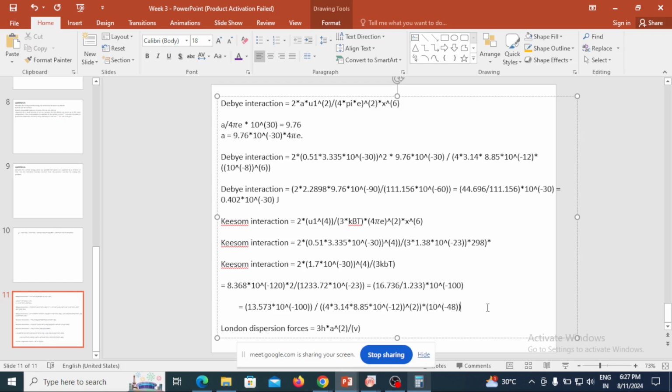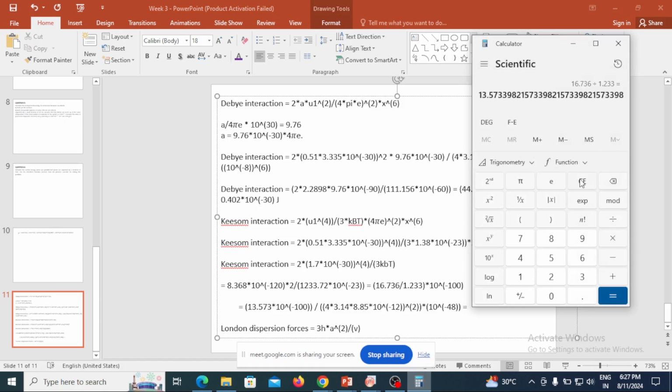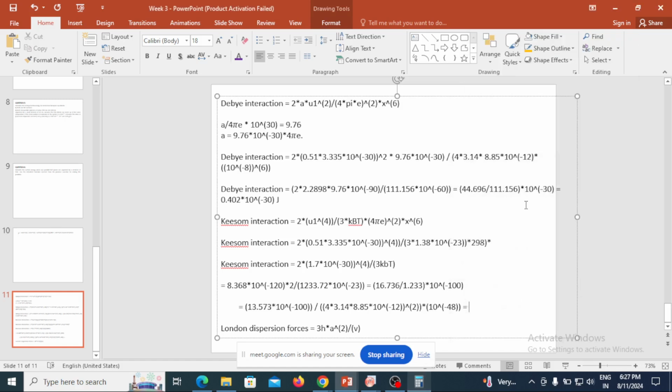So what will be this expression? It is 4 times 3.14 times 8.85, which is 111.156, whole squared, which is 12355.65.